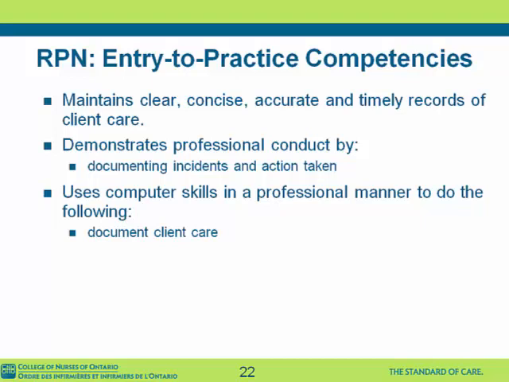The RPN entry to practice competencies on the slide reflect the expectations of all entry-level RPNs. The first and second competencies describe the expectations for nurses to communicate client care clearly and accurately when documenting. The last competency is the expectation that RPNs are able to use computer skills to document client care.